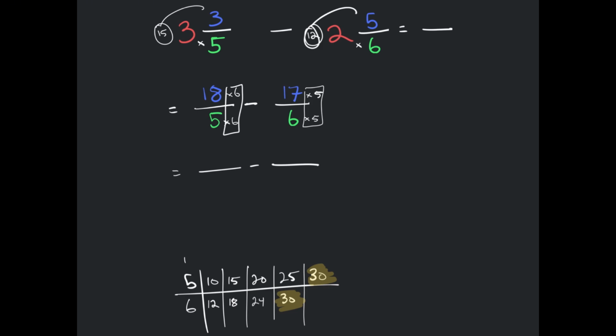So if I do this, I convert these both to 30, and then I go 18 times 6. 6 times 8 gets us 48, and 6 times 1 is 6 plus 4, that gets us 108. And then 17 times 5. 7 times 5 gets me 35, and I carry the 3. 5 times 1 is 5 plus 3, 8. So I end up with 108 minus 85.